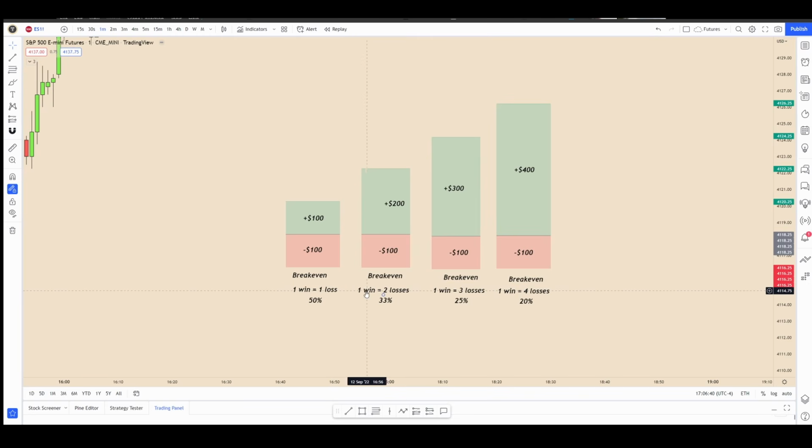Now, if you have a 2 to 1 risk to reward ratio, 1 to 2, if you risk $100 to make $200, you only have to have 1 win to cover 2 losses, right? If you lose twice, that's minus $200, 1 win will cover that. If you have a 1 to 3 risk to reward ratio, you only have to win 25%, right? You lose 1 trade, 2 trades, 3 trades, 1 win will cover that, right? And with a 1 to 4 risk to reward ratio, you only have to have a 20% win rate to be break even.